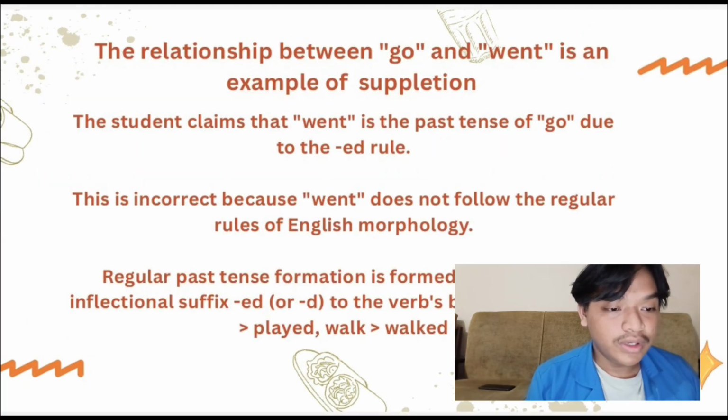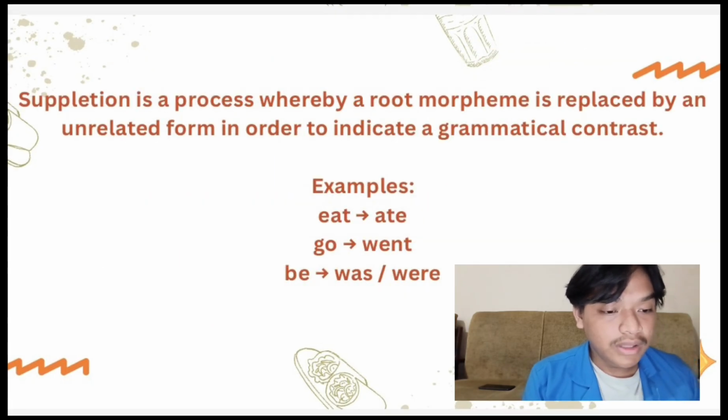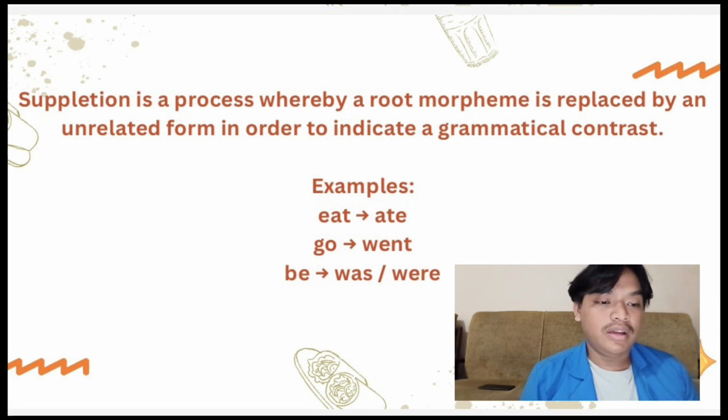The relationship between go and went is an example of suppletion. Suppletion occurs when the root morpheme is replaced by a completely different form to express a grammatical contrast. For example, good, better; bad, worse. So went is not created by adding ed to go, but is actually a separate irregular form to express past tense.